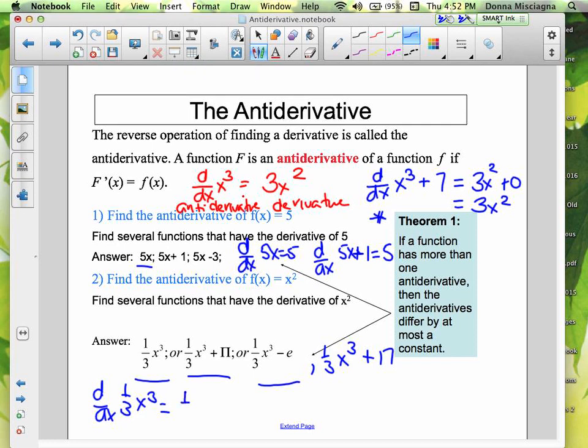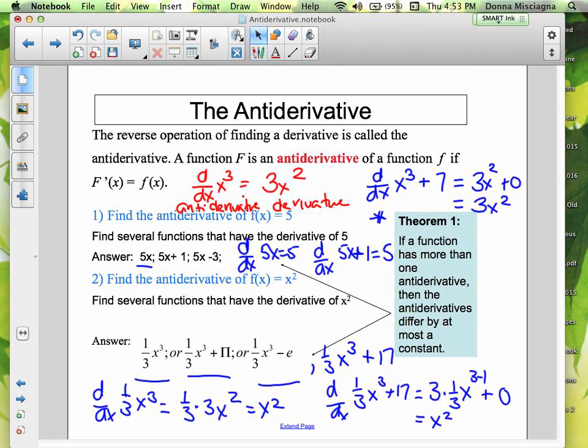If I take the derivative of any one of these, the derivative of 1/3 x cubed would be 1/3 times, the 3 would move in front, so times 3 x, and then we would reduce the exponent by 1. 1/3 times 3 would give us 1, so we would have x squared. And we'd get the same thing for any one of these. For instance, the derivative of 1/3 x cubed plus 17: we would have 3 times 1/3 x with the exponent reduced by 1, plus the derivative of 17, which is 0, which would give us x squared. So there are an infinite number of functions that will have a given function as their derivative, and every one of them will differ by at most a constant.